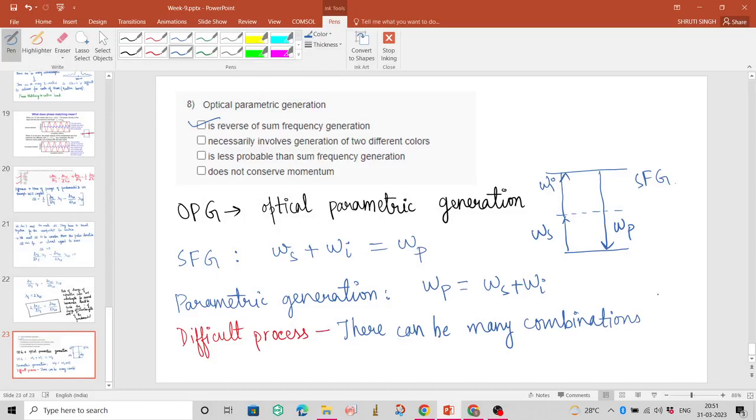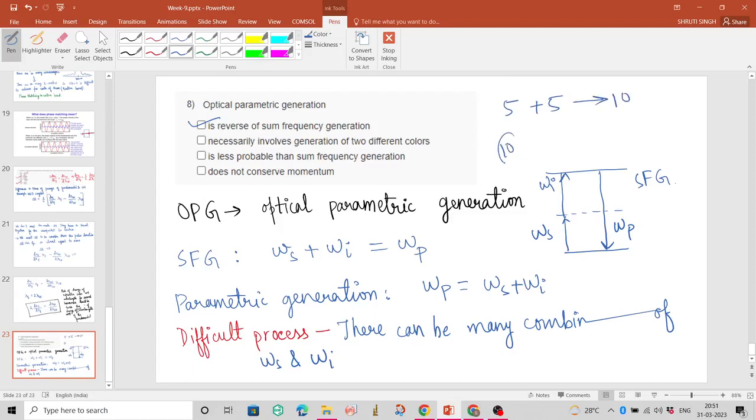There can be many combinations of omega s and omega I of the signal and idler, right? Suppose we take the example of second harmonic generation. Suppose we have 5 plus 5. So 5 and 5 will give 10 only.